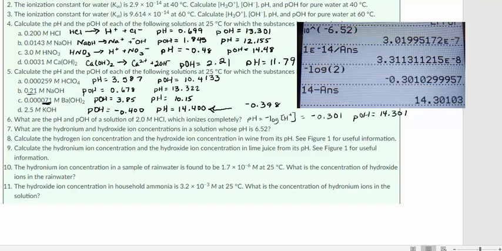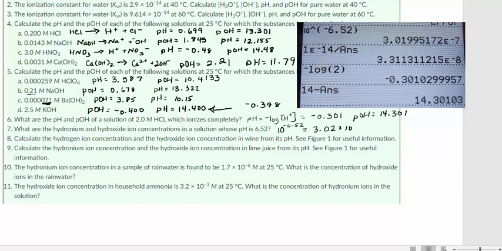Number 7, what are the hydronium and hydroxide ion concentrations if a pH of 6.52? Well, I need to take the inverse log here, so I need to take 10 to the negative 6.52. And what you should get when you do that is 3.02 times 10 to the negative 7. Now that is the concentration of the hydronium ion.